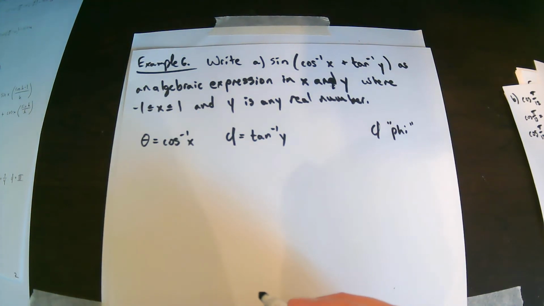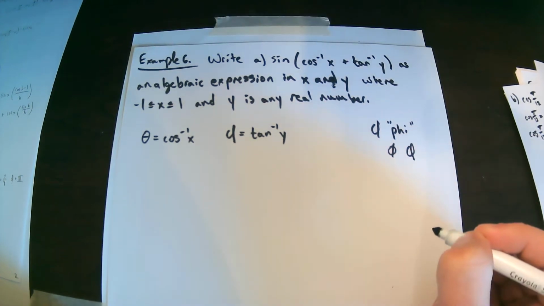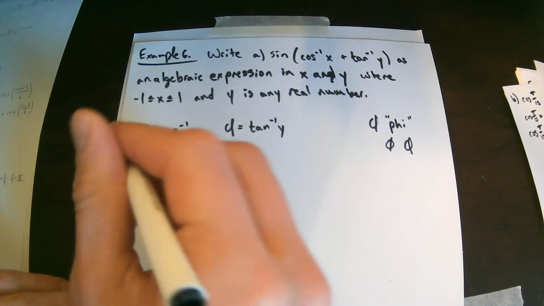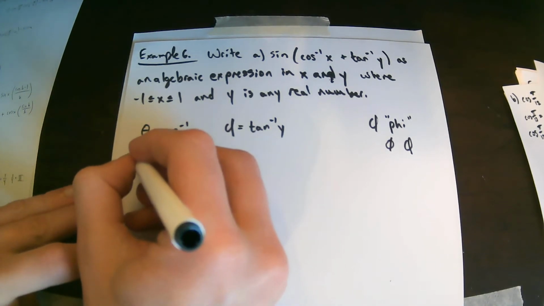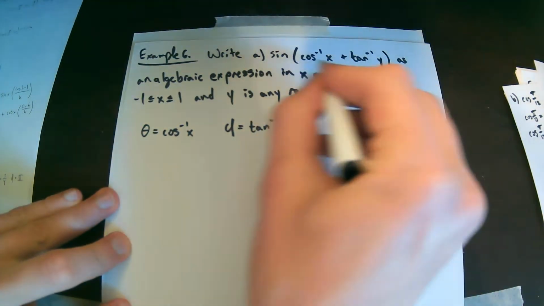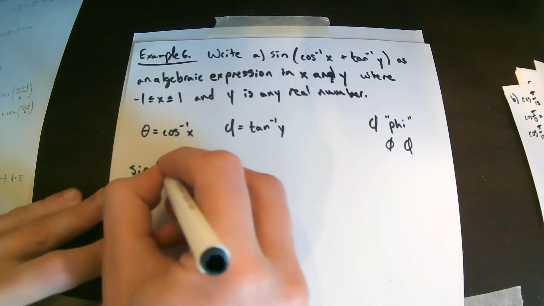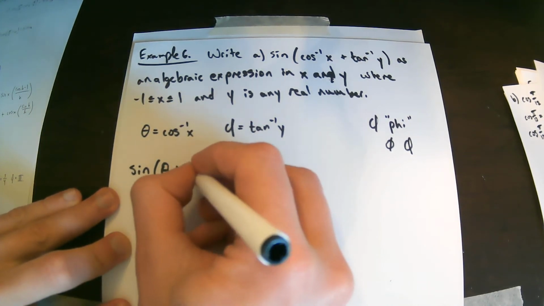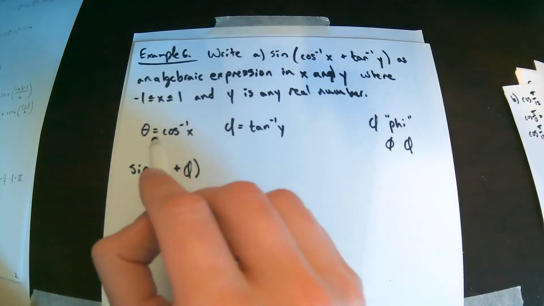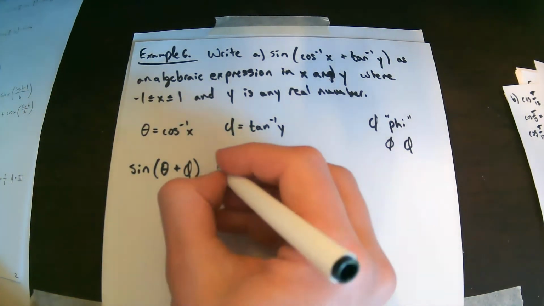Okay. You may see it more like that, but I draw mine like that. Okay. Now, if I define them as angles, then I can rewrite this much more cleaned up as sine of theta plus phi, right? Because I'm just replacing cosine inverse with theta and tangent inverse with phi. Just direct substitution there. But I have a formula for this.